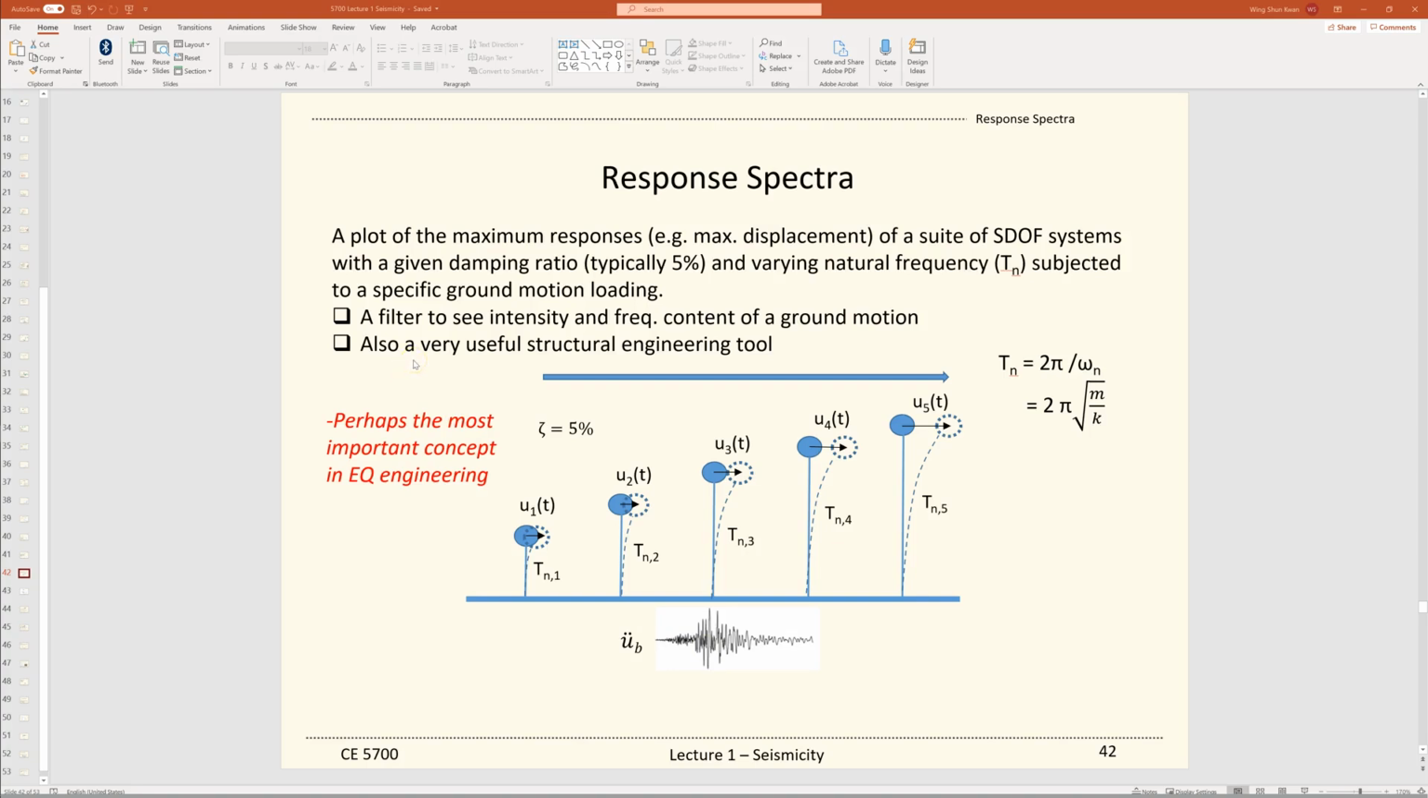We talk about this now, and then in module number 2 and number 3, we always come back to this concept. Perhaps this is the most important concept in earthquake engineering. And this piece of information is kind of a link between geotechnical earthquake engineers and structural earthquake engineers.